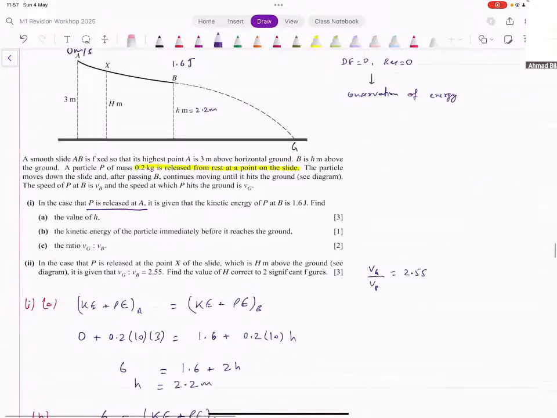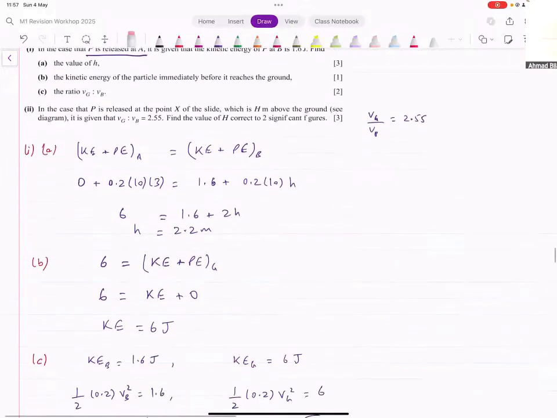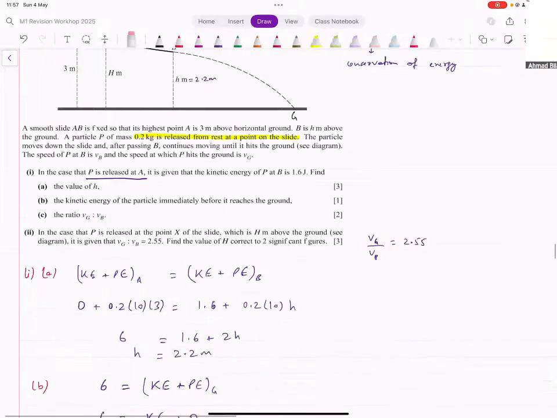Then it says kinetic energy of the particle immediately before it reaches the ground. So at this point, what's the kinetic energy? Again, use conservation of energy, and that will give the result. You can do that. And then they want you to find the ratio Vg to Vb.